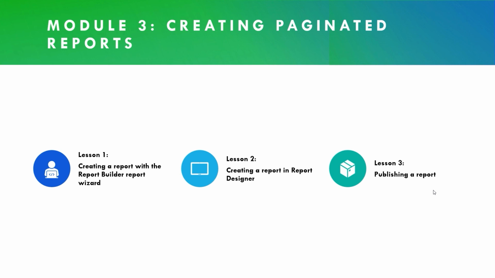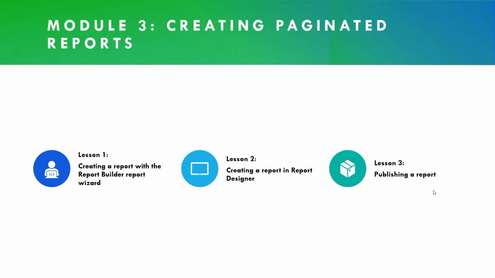Just to recap what we covered in Module 3, we started with Lesson 1, where we used a report wizard in Report Builder to create a table report. You learned how to format the values and the dates in the report, how to resize the columns, add a title to the report and all of that kind of stuff, and make both the report title and the header row repeat on every page of the report.